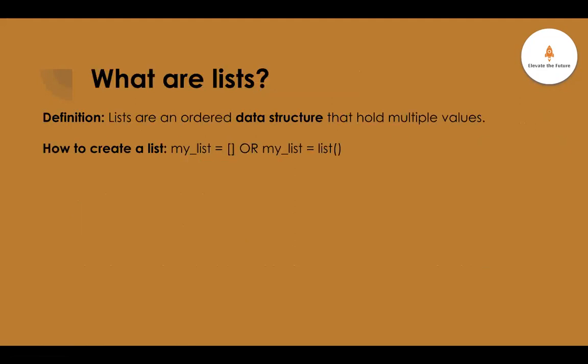So what are lists? The definition of a list is that it is an ordered data structure that holds multiple values. You create a list by having a variable name, an equal sign, and square brackets, or you could have a variable name, an equal sign, and then list, and then in parentheses inside you would input your values. So either way is fine.